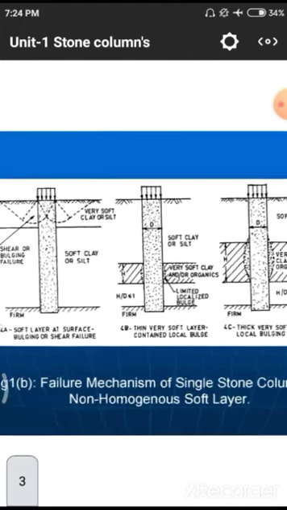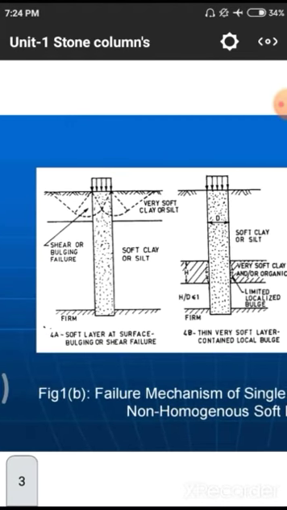In the first diagram, we have very soft clay or silty clay eroded from a particular depth. After that we have soft clay or silt. Very soft clay and soft clay have minute changes in particle sizes, so there is a difference between those two clays.